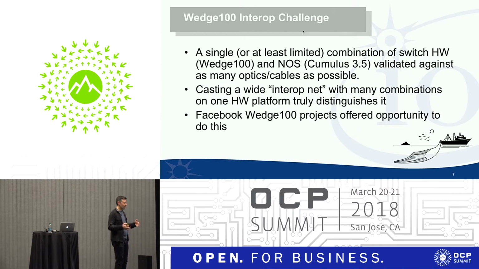I call it the Interop challenge. And our challenge, in a sense, was that instead of trying to mix and match all these different things at a Plugfest, and try out all this different hardware, all these different connectivity methods, all this different software, we were going to focus on one piece of hardware, Wedge100, and a relatively limited set of software. We focused on Cumulus, a couple of different versions of Cumulus that we ended up using, and then test that limited setup against as many different connectivity options and optical modules and cables as we possibly could. So I think of it as casting this huge net and trying to capture as many different combinations as possible.